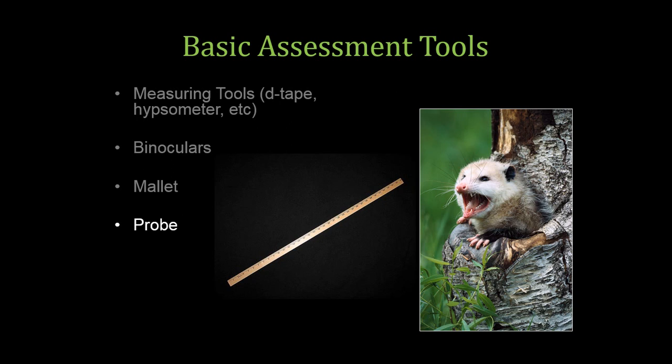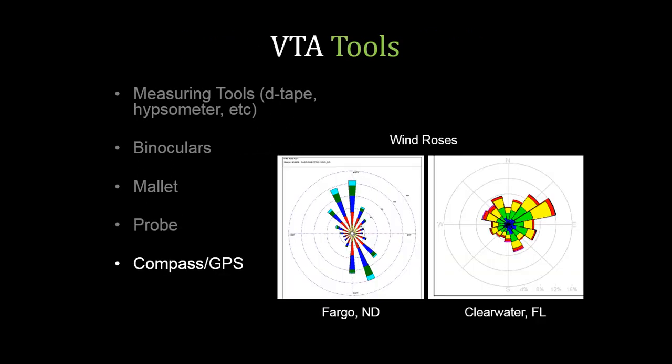Probes: if you have a cavity, you can stick something in the cavity to see how big the hole is. I wouldn't use your hand for obvious reasons, but a measuring stick can help you gauge how bad the decay is. You could also look at a compass and a GPS. Part of that is to assess where the tree is on the site so you can get back to it.